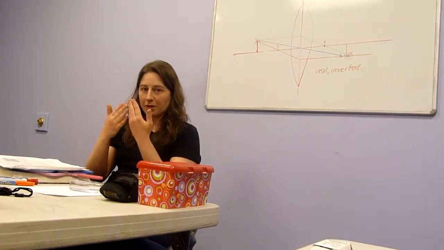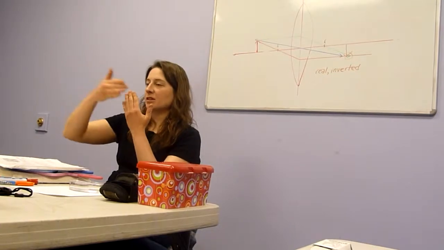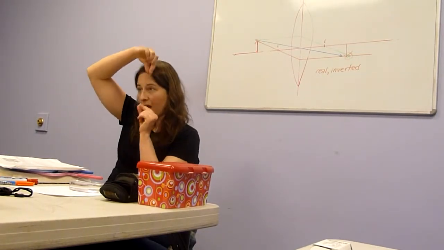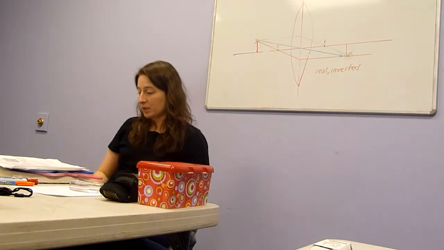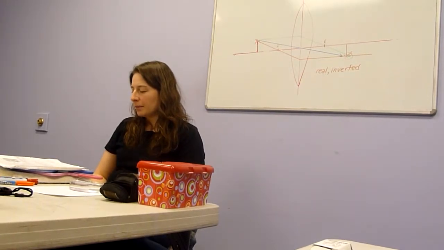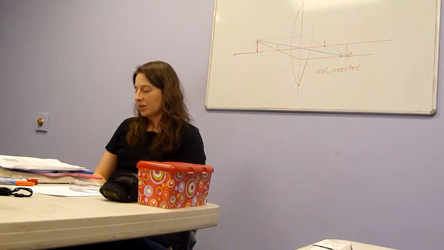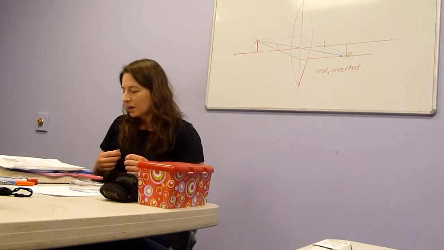So for a camera or a telescope, you just adjust the placement of the lens, whereas with the eye, you actually change the lens shape itself. And a muscle does that. It stretches or compresses the lens.